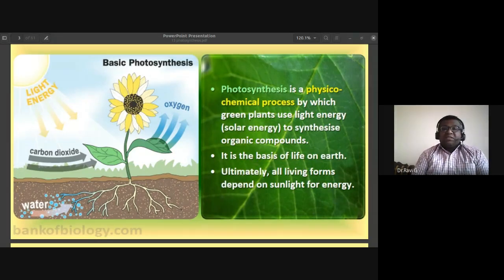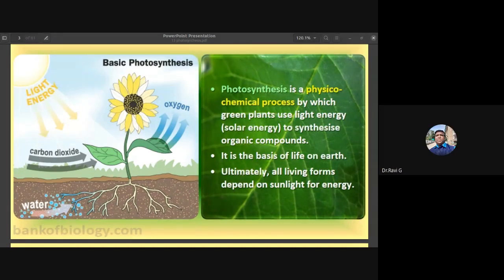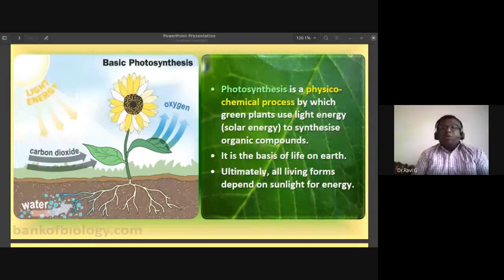So photosynthesis is a physico-chemical process by which green plants use light energy or solar energy to synthesize organic compounds. So photosynthesis is the basis of life on earth. The very existence of life on earth is because of photosynthesis. So ultimately all the living forms depend on sunlight for energy. If we call ourselves the products of solar energy, nothing wrong in that, because ultimately all the living forms depend on sunlight for energy, either directly or indirectly.